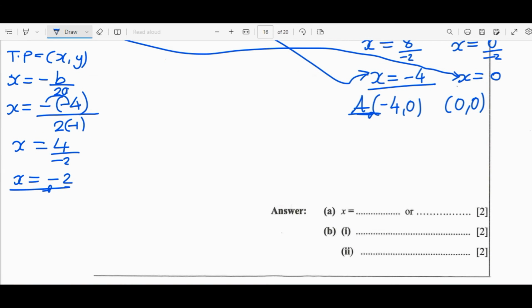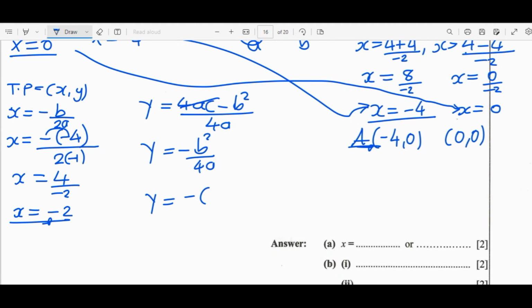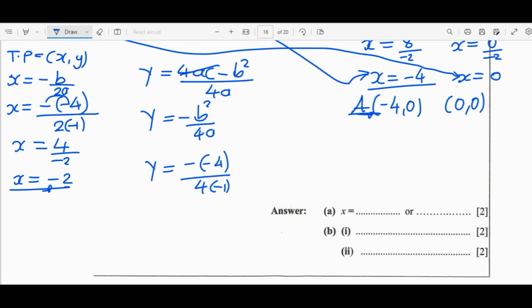What of y? The formula is y is equal to minus (4ac minus b squared) over 4a. Now for this one, where we don't have c, you can just cancel this part. So y is equal to minus b squared over 4a. Let's solve. So y is equal to minus, remember the value of b is -4, over 4 times a, which is -1.